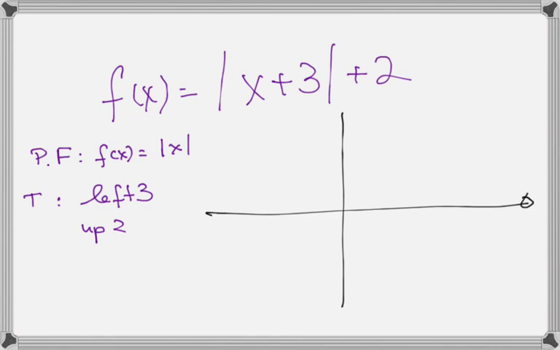Let me sketch you this real quick. As a guide of reference, you can graph your parent function. We're going to the left 3, 1, 2, 3, and we're going up 2. So our new point of reference, our new vertex is right here, and there is your graph. This would look like so.